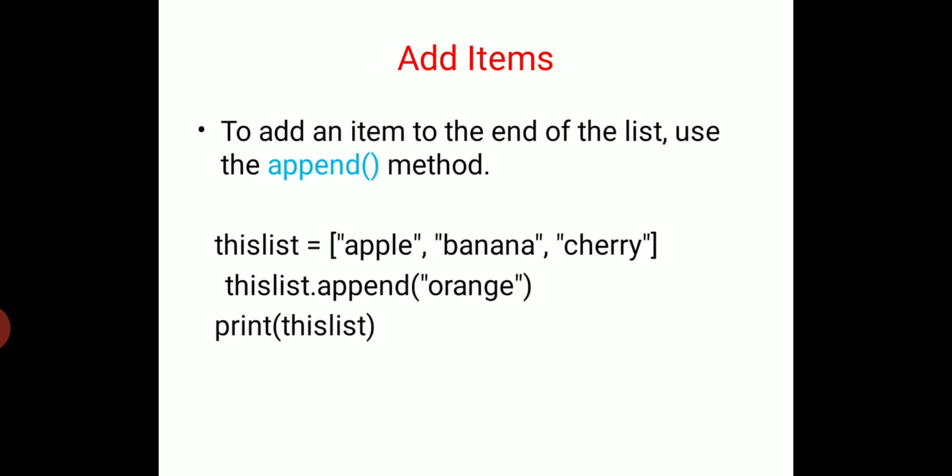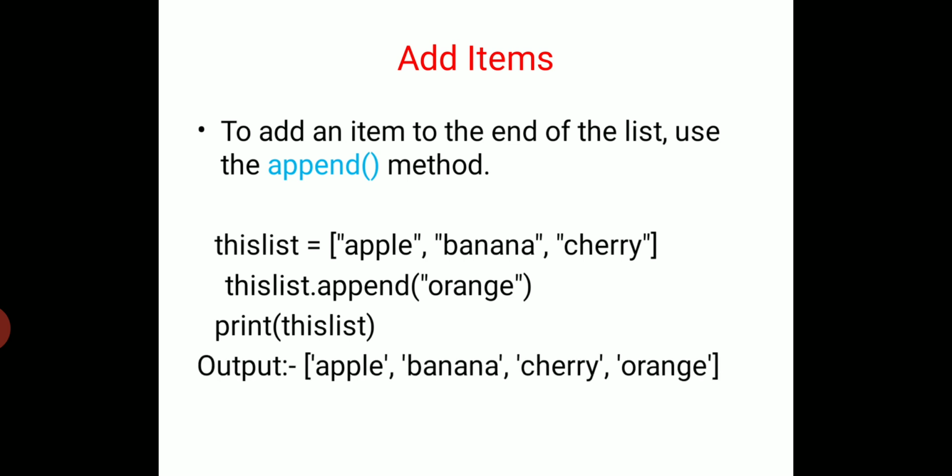Now you can append, or add, a new item at runtime to our list by using the append method. Again create a list, this list with three values apple, banana and cherry, and we want to add a new element, orange, to our list. So we use the function this list dot append orange. Now I want to see whether this orange is added to our previous list or not. So we print this list here. That is our output: apple, banana, cherry and orange.